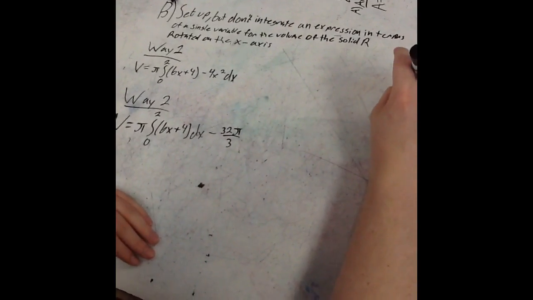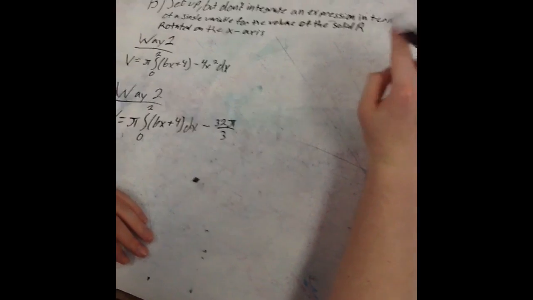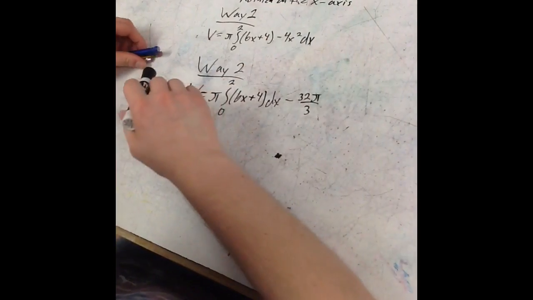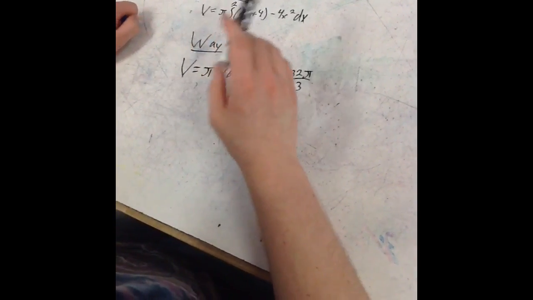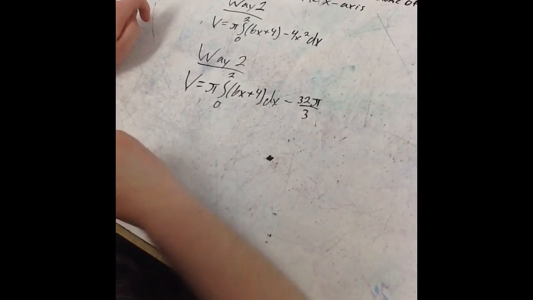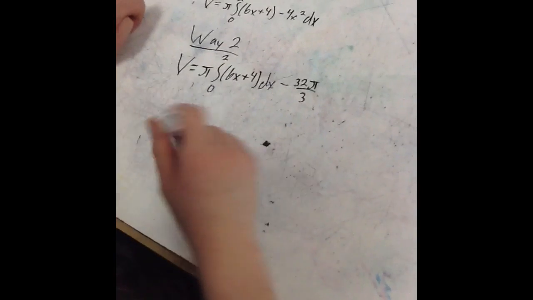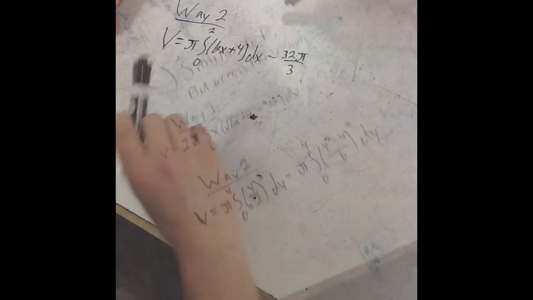Part B requires you to set up but not integrate an expression in terms of a single variable for the volume of the solid R rotated on the x-axis. The first way to do this is to set the volume equal to pi times the integral from 0 to 2 of (6x plus 4) minus 4x squared dx. Way 2 is to set the volume equal to pi times the integral from 0 to 2 of (6x plus 4) dx minus 32 pi over 3.